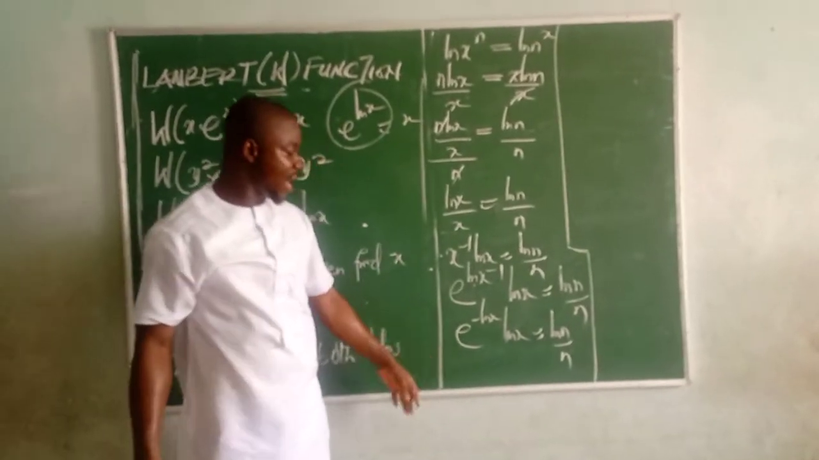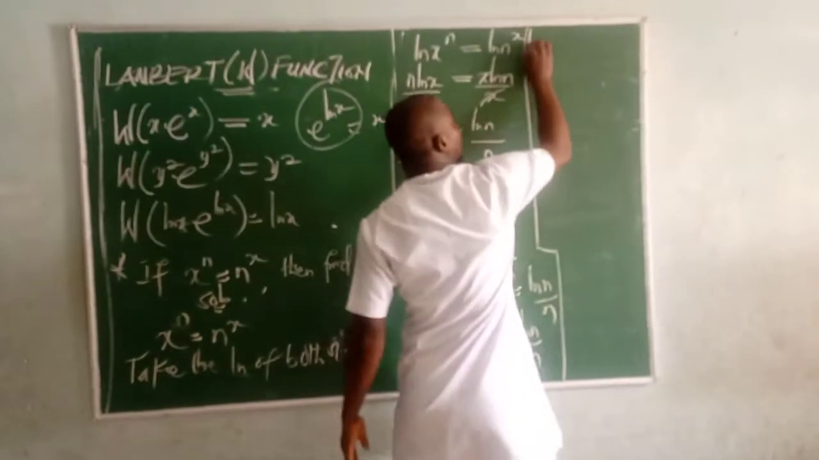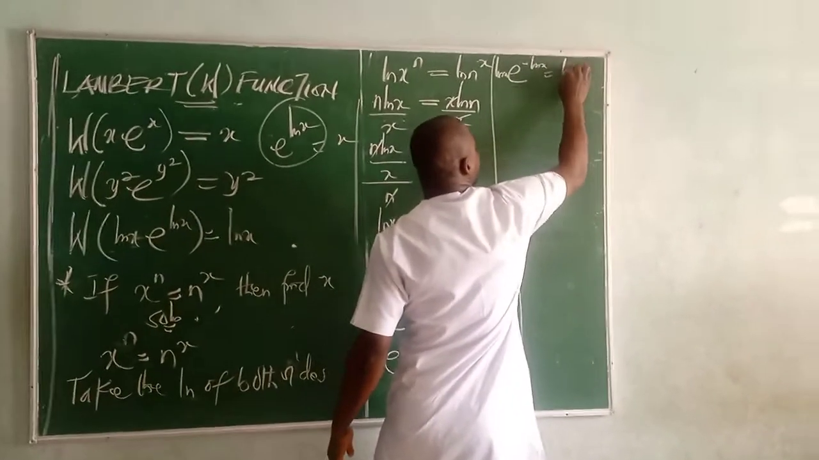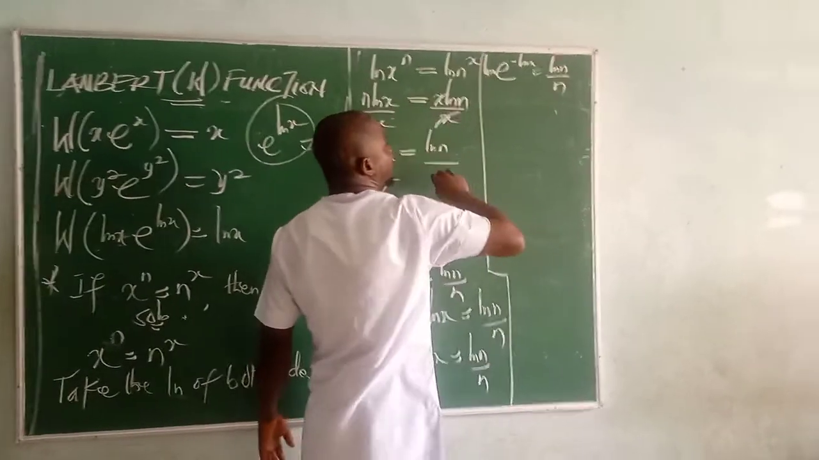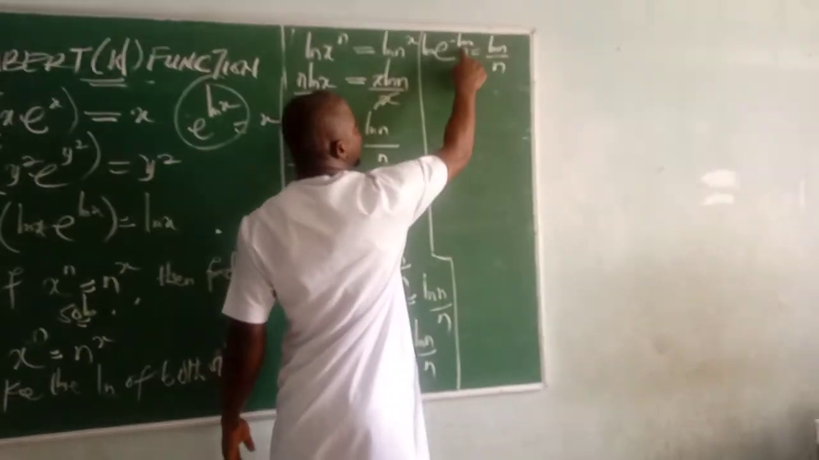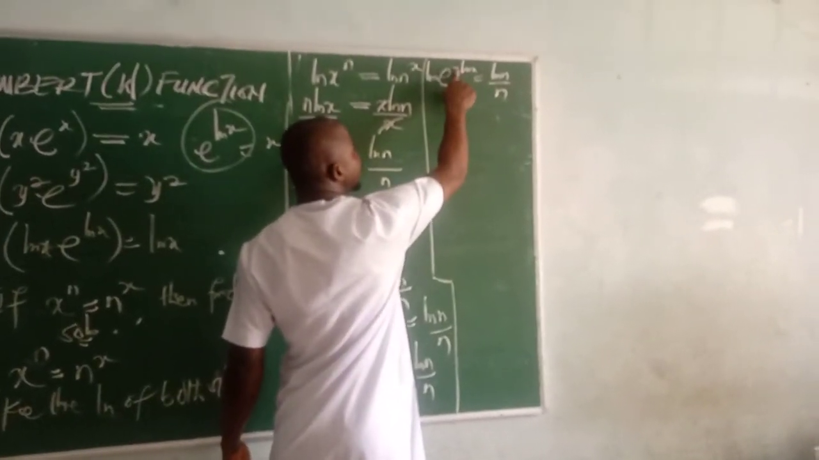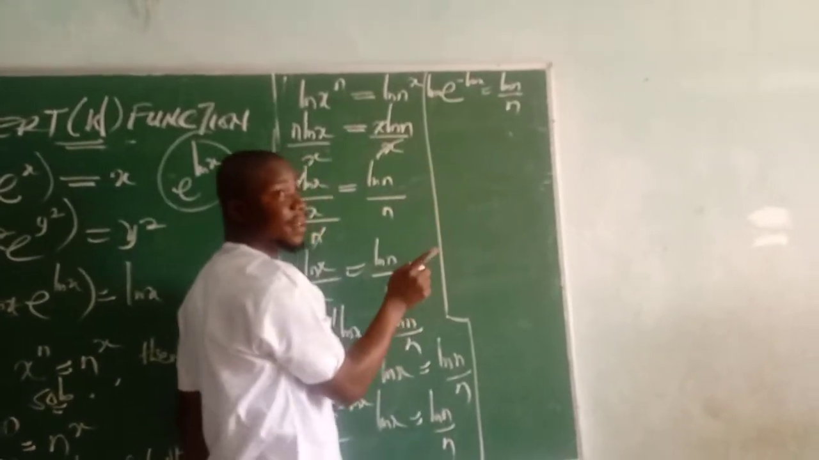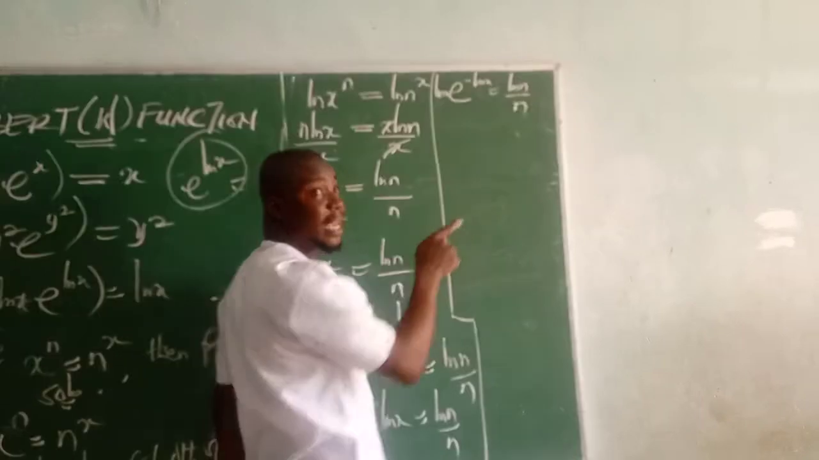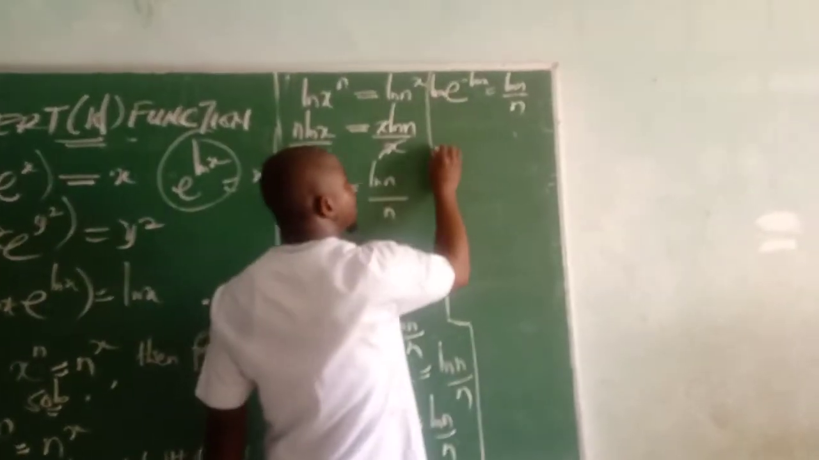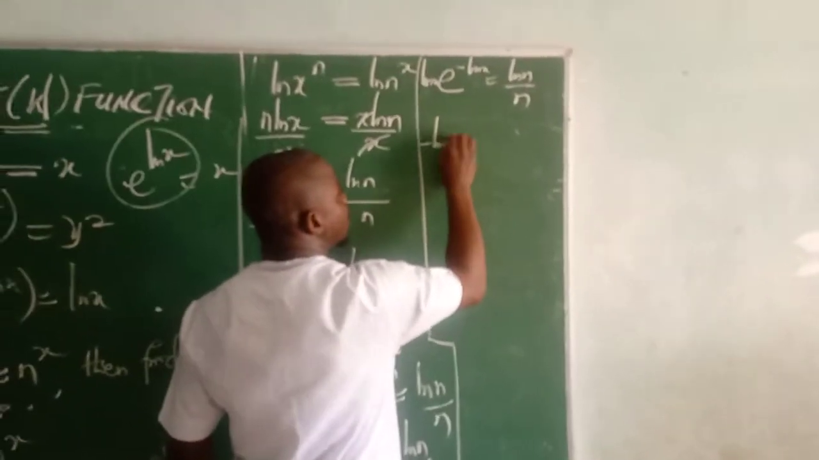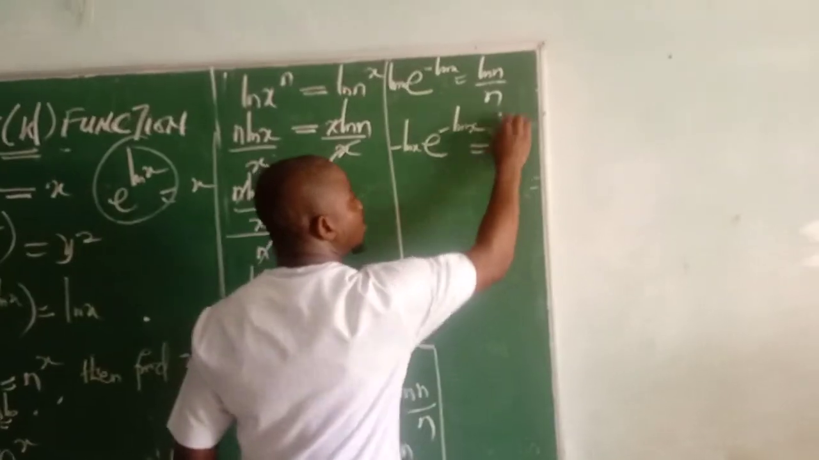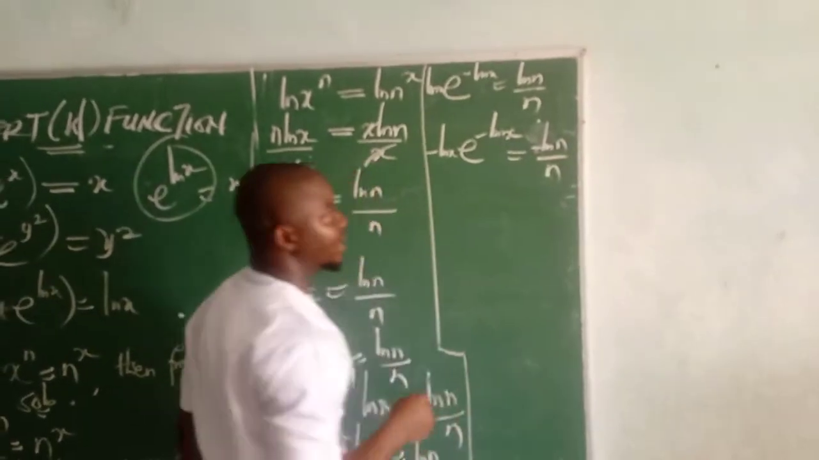And then from here, this is the same thing as ln x exponential minus ln x equal to ln n over n. For us to make this place and this place the same, if you observe this place very well, there's a negative sign at the back of the ln. So we have to make both sides the same. What we do now is multiply through by minus. When you do that, this becomes negative ln x exponential minus ln x equal to minus ln n all over n.